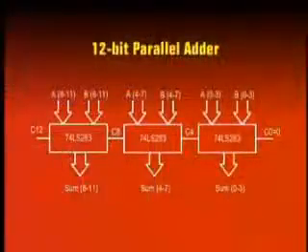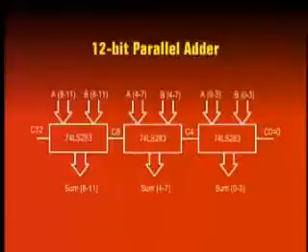The 12-bit parallel adder is implemented using 3 74LS283 chips. The first 4-bit adder chip on the extreme right is used to add bits 0 to 3, the least significant 4 bits of the two 12-bit numbers. The second 4-bit adder chip in the middle is used to add bits 4 to 7, the next most significant bits of the two 12-bit numbers. Finally, the third 4-bit adder chip on the extreme left is used to add the most significant bits 8 to 11 of the 12-bit numbers.